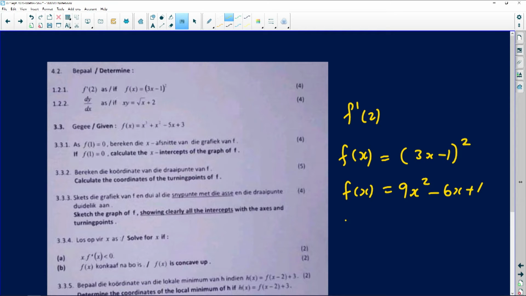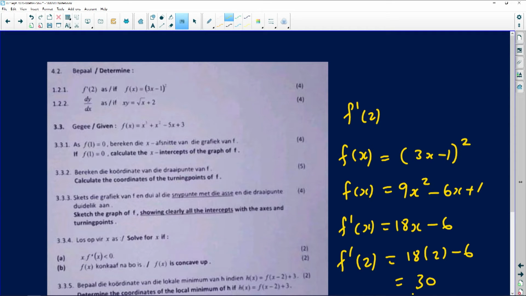So now I'm here, I'm now going to derive. The derivative is 18x minus 6. Now we are looking for the derivative when x is 2. That means where you see x, just plug in 2, minus 6. You guys should know that when you multiply 18 and 2, you're going to get 36. If you minus 6 on it, your final answer must amount to exactly 30.